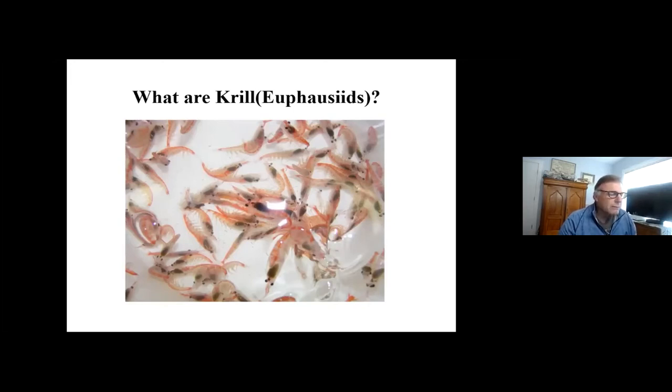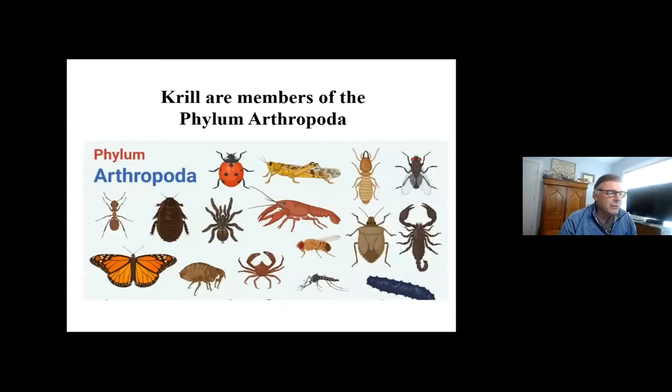So krill, big picture, are members of the phylum Arthropoda, right? So they are organisms that have an exoskeleton and jointed appendages. Members of this group include insects, arachnids and other chelicerates like spiders, mites and scorpions, and crustaceans. And krill are a member of that group.